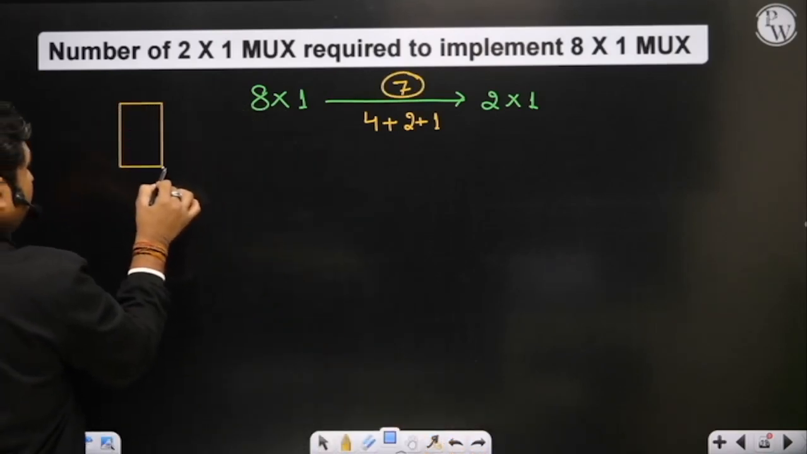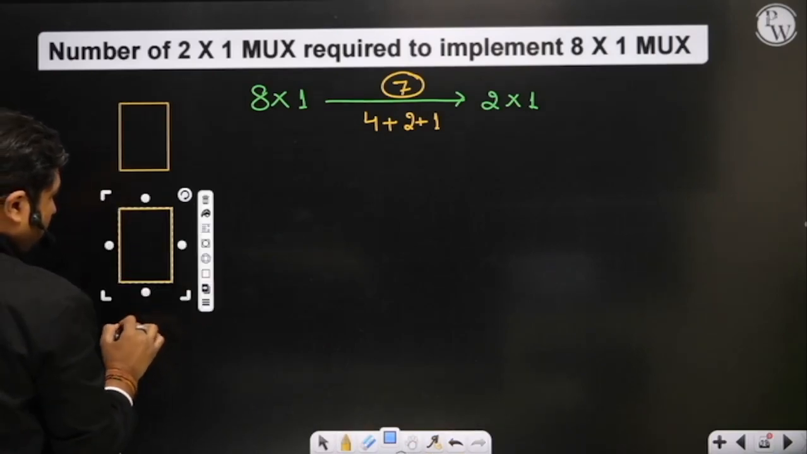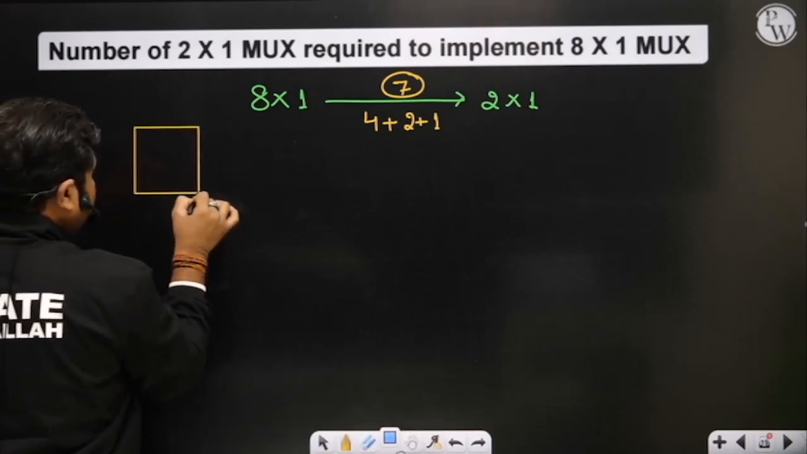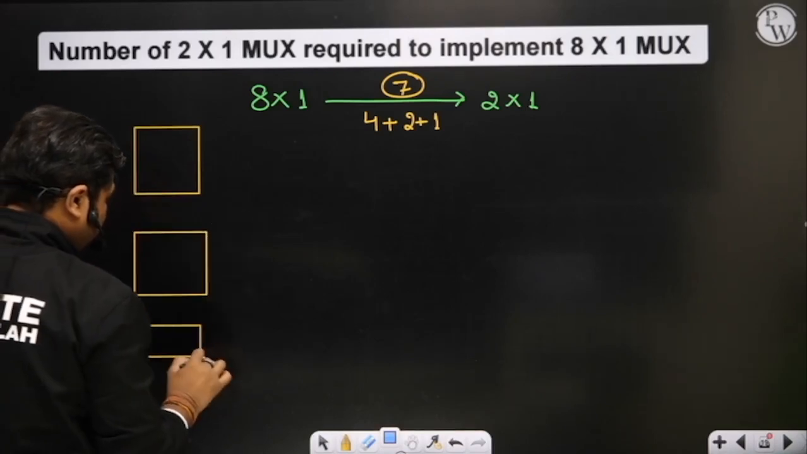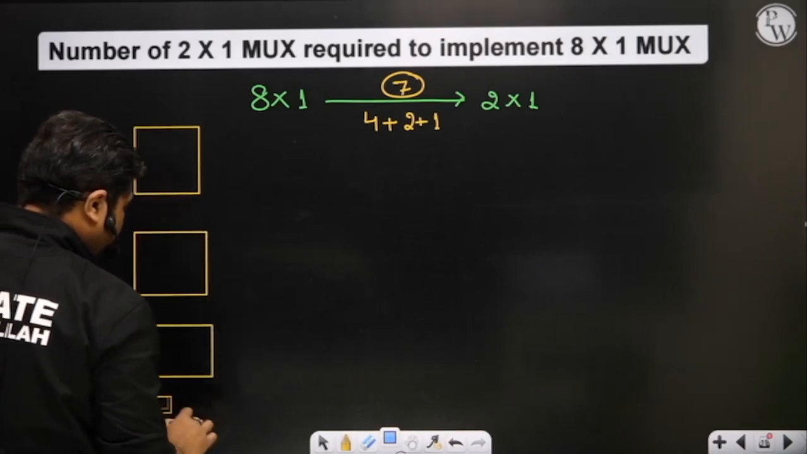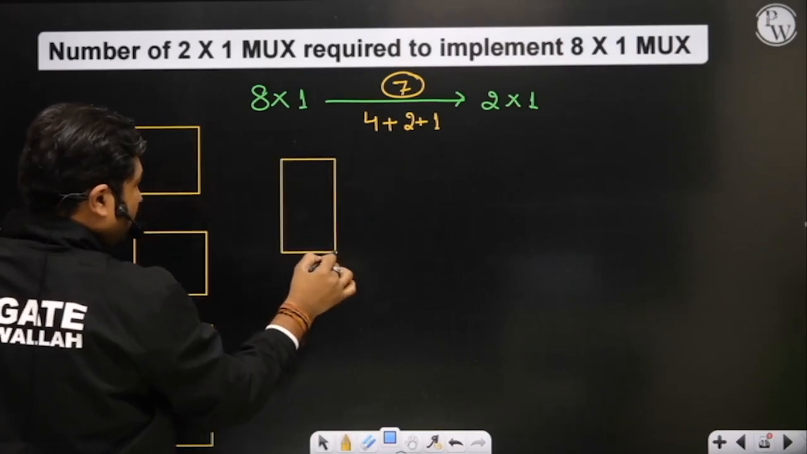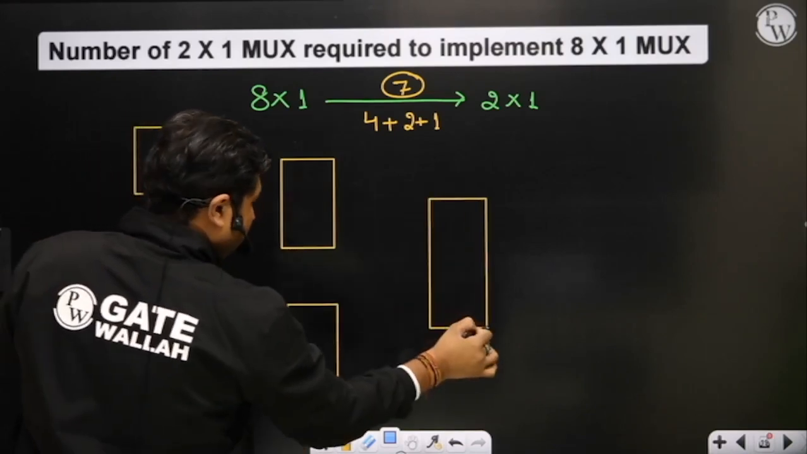So I am representing 1, 2, 3, 4. Then 2, sir: 1, 2. Then 1, sir. Okay, great.